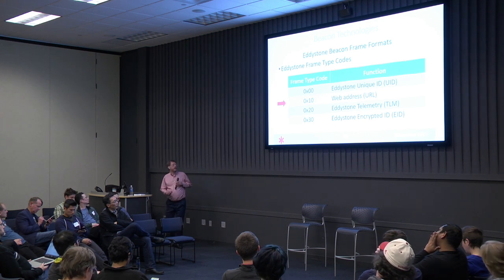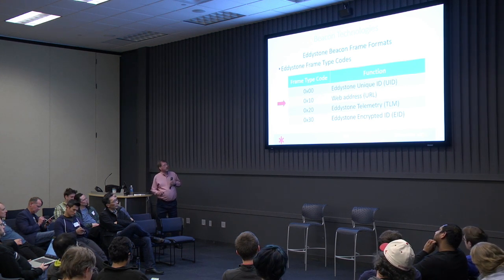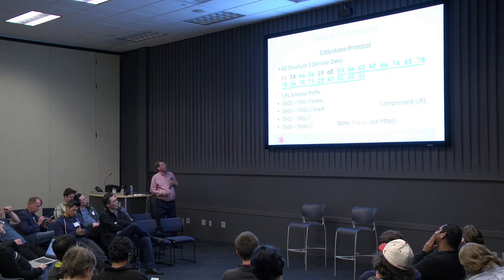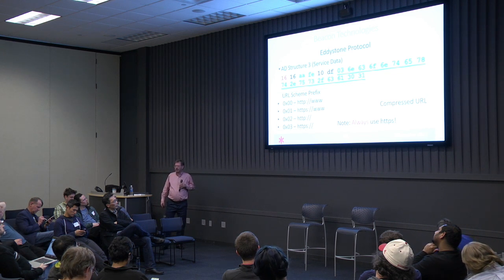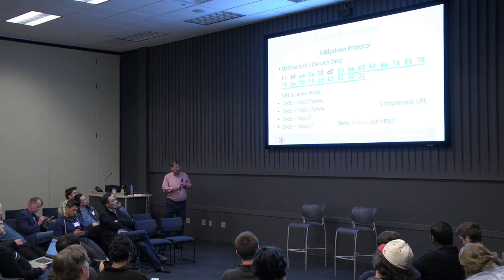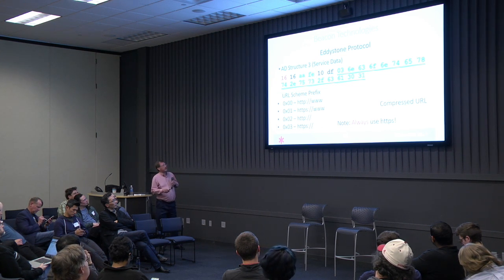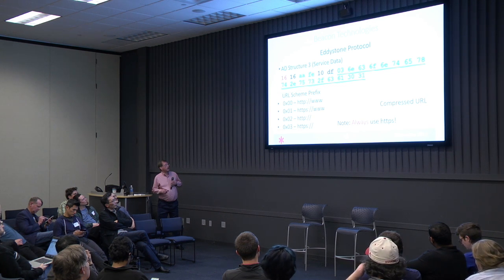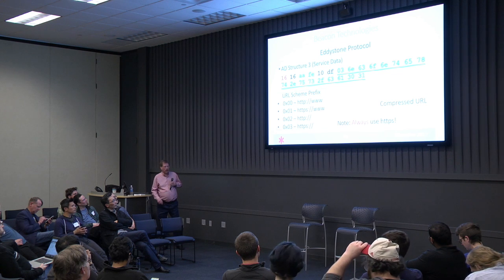There are four Eddystone frames. One that you're seeing is a web address. There's a little bit of compression done here because we're down to only so many bytes of data. Some of you may be good at reading ASCII, others not so much, but as you read through, that's a URL. That 03 compresses a bunch of characters. HTTP, blah, blah, blah, are compressed into those four codes.